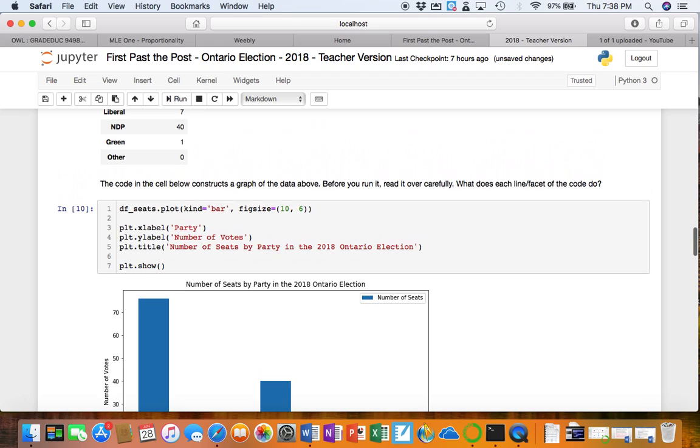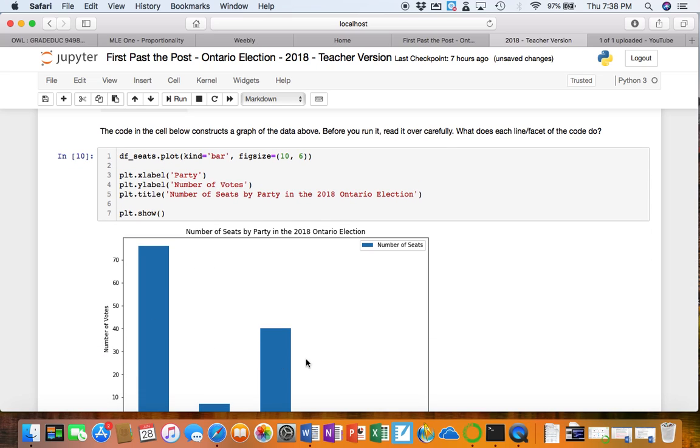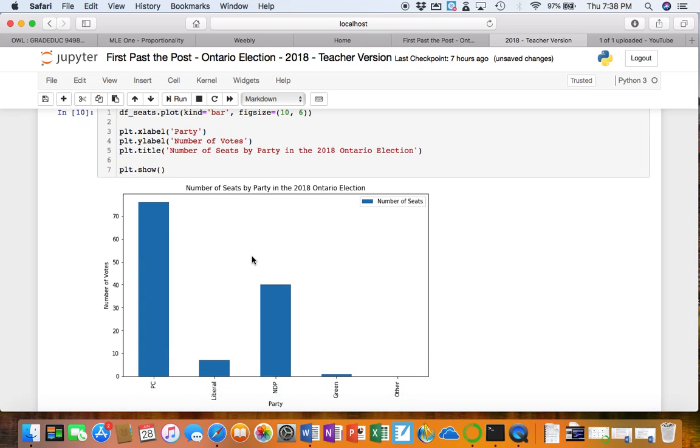So this is pretty powerful because we've abstracted the creation of a graph down to its main components in Jupyter Notebook. And because it's automated, we can use this over and over again. We can change the data frame and create any number of bar graphs for election data or other data. So this shows the number of seats by party, and we know this data already.